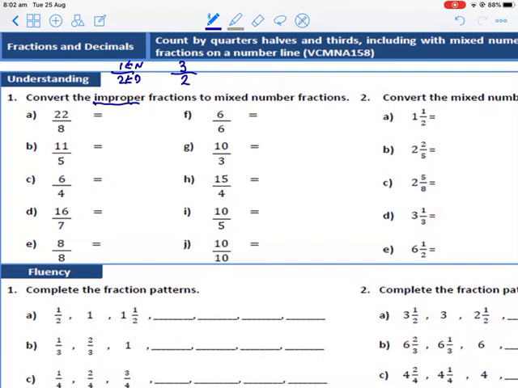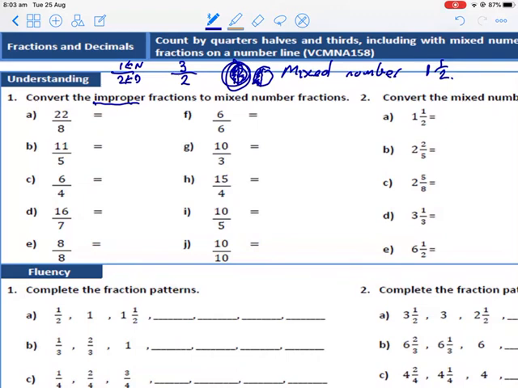Now we know that if we drew this, and I drew two things, and I had two pizzas, and I split them in halves, I would have 1/2, 2/2, 3/2. So in reality, if I want to write this as a mixed number fraction, it would be 1 and 1/2. So it's pretty easy really.